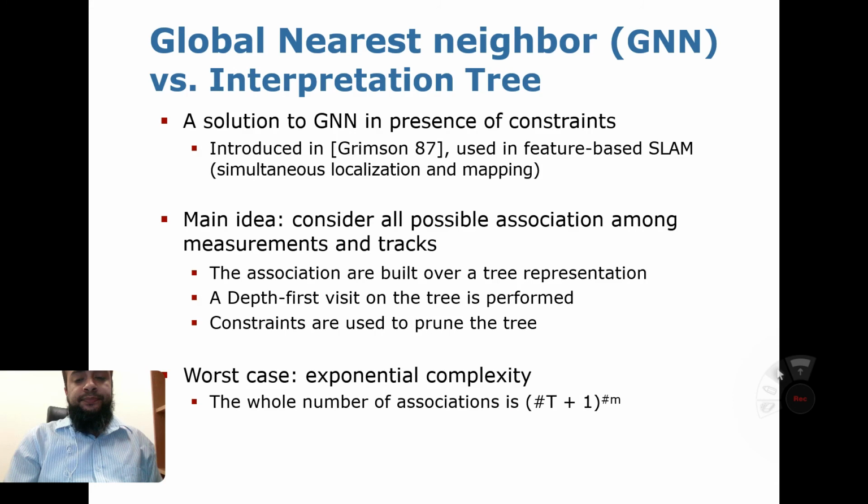In case of the interpretation tree, it is a solution of GNN in the presence of constraints. It was introduced in 1987, and it was used in feature-based SLAM, simultaneous localization and mapping. You may already know SLAM. It is used to generate the map, and to localize the position of the vehicle in the map.